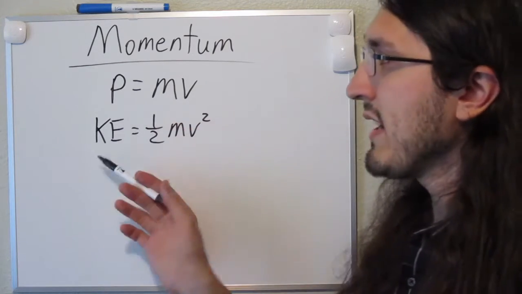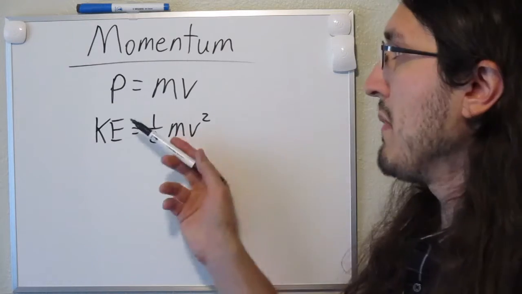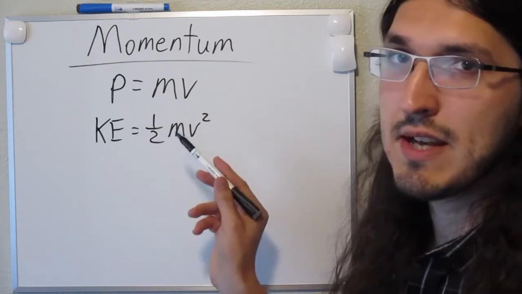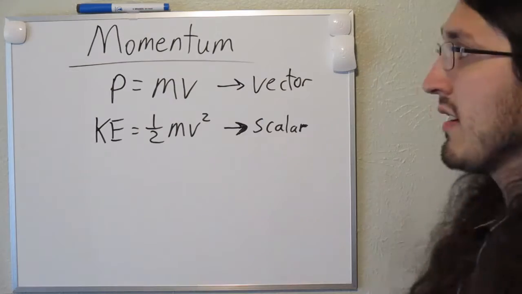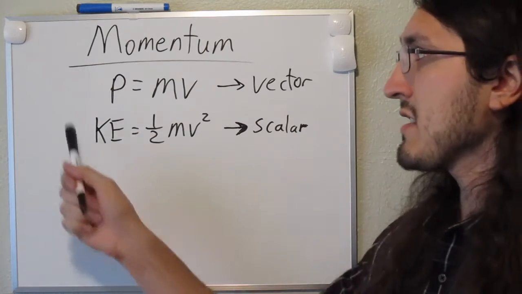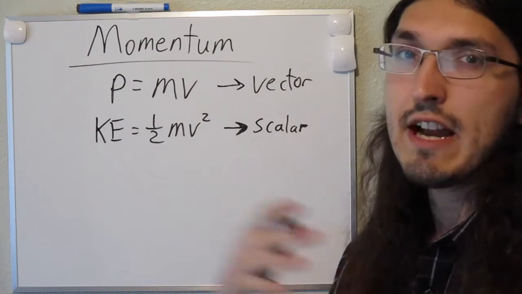Well, momentum and kinetic energy are different things. We use them to calculate different things as well. Momentum is a vector, so it has a direction, and kinetic energy is a scalar, so it doesn't have a direction. We're going to revisit how these things are related in the future, but for now, let's just do an example of how to calculate momentum.